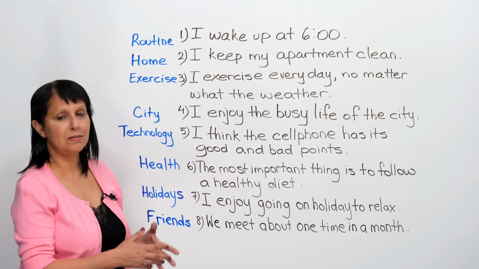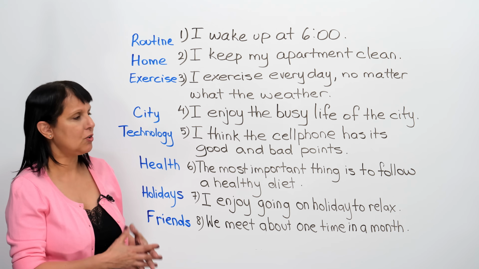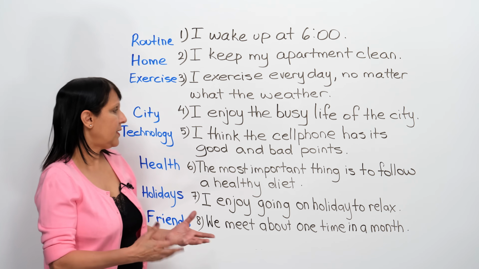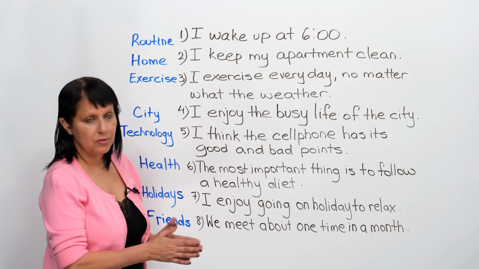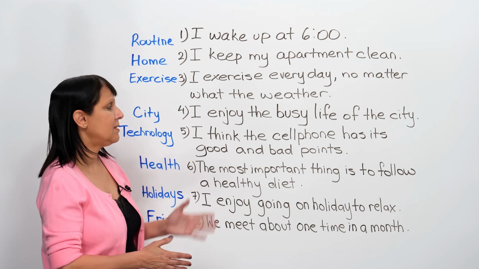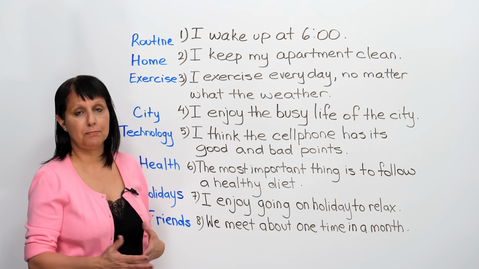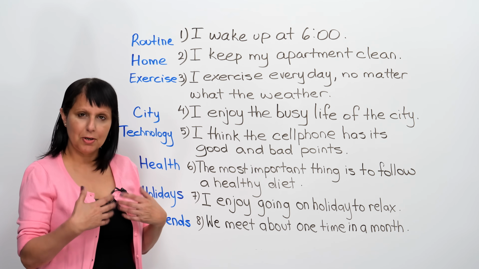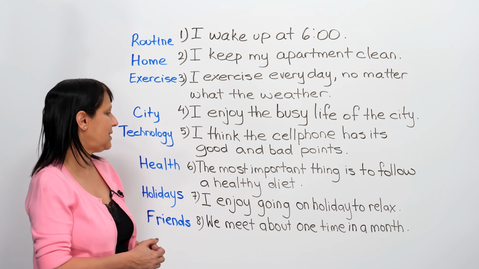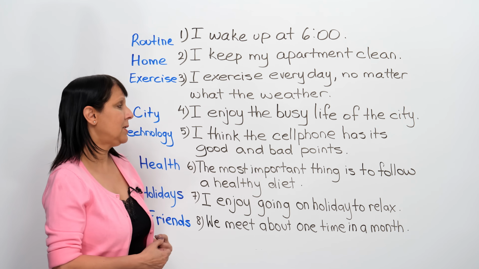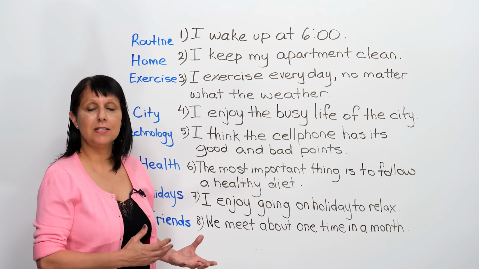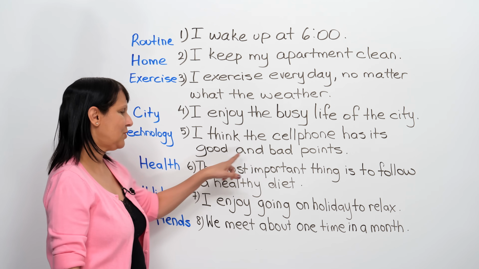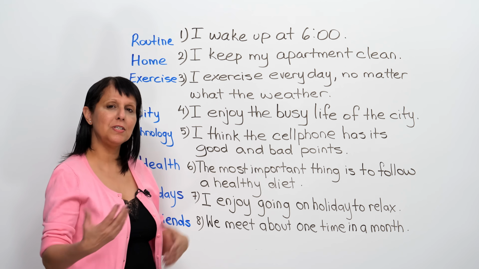Next, suppose they ask you to speak about technology, which is such a common topic. Or they ask you to speak about the cell phone specifically. You could say, I think the cell phone has its good and bad points. Now, that's not incorrect English, but there are much better ways to express that idea. So you could say, in my opinion, the cell phone has its pros and cons. Okay? So instead of good and bad points, you're saying pros and cons.